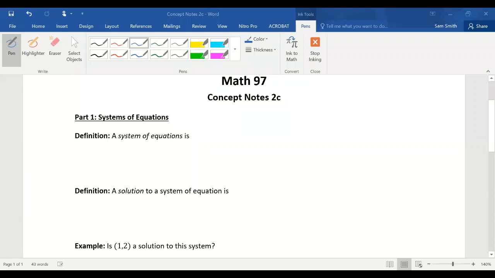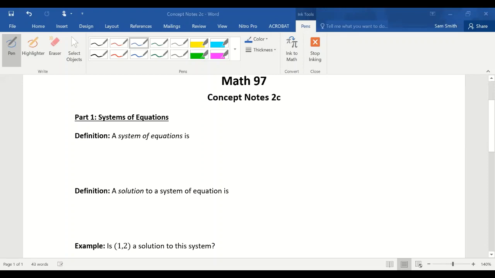I want to talk to you about systems of equations. So a system of equations is a collection of multiple equations, 3 or 4 or 11 or 1 million, multiple equations that are being considered and worked with at the same time in the same problem. Now for our class, our systems will only contain pairs of equations.